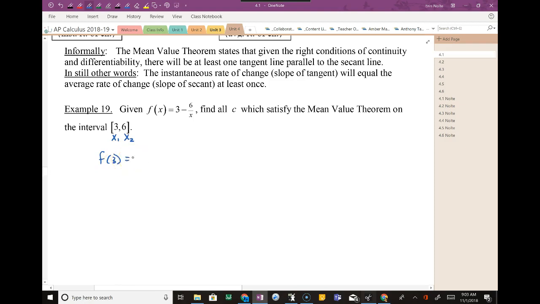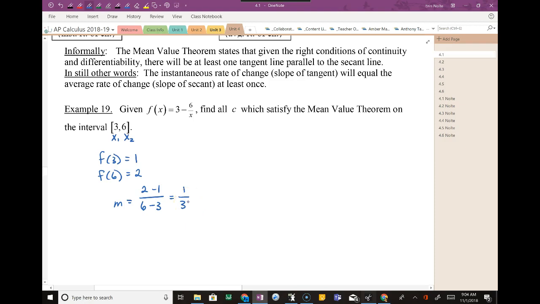If I find f of 3, maybe we can do this mentally. If I plug 3 into that x, I would have 3 minus 2. So would you agree that corresponding y value is 1? And if I plug 6 in, I would get 3 minus 1, so that corresponding y value is 2. So my secant slope, I'll just say m for slope, is y2 minus y1, 2 minus 1, over x2 minus x1. So how about a slope of 1/3?